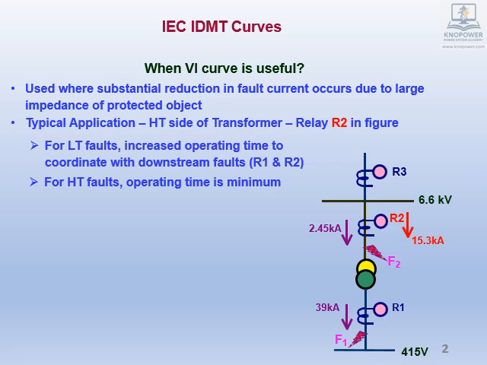For a fault on the LT side, that is F1, increased operating time for R2 can be easily obtained, to coordinate with downstream relay R1. At the same time, for a fault on the HT side, that is F2, operating time will be lower, as current seen by relay R2 is very high.